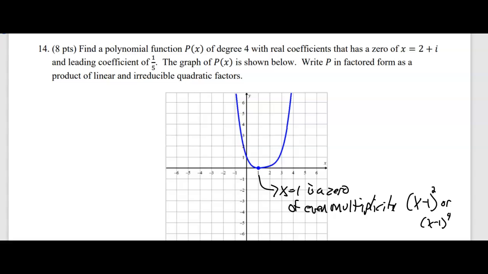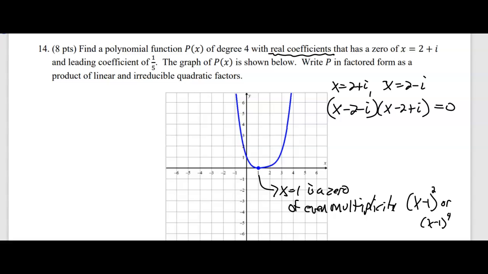Now, for the other two, we have x equals 2 plus i, but we also have x equals 2 minus i. They always come in conjugate pairs, complex conjugate pairs, if we are going to end up with real coefficients. So this is x minus 2 minus i times x minus 2 plus i. Those are 0, so the product would be 0. If I multiply this out, I will get x squared minus 4x plus 5 equals 0.